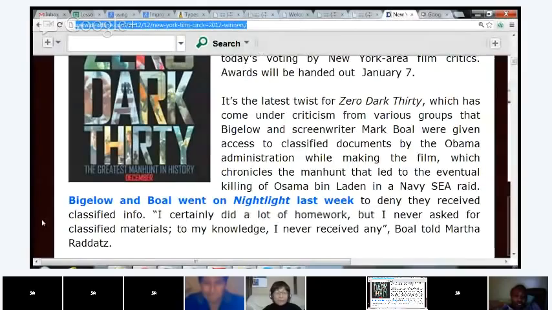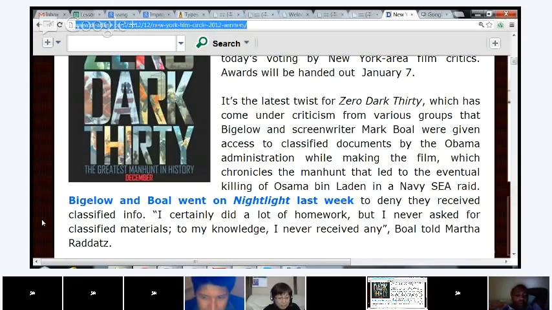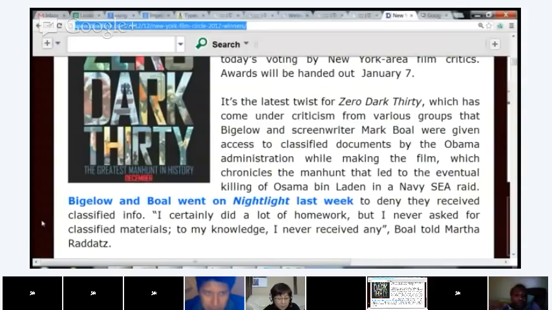It's the latest twist for Zero Dark Thirty, which has come under criticism from various groups that Bigelow and screenwriter Mark Boal were given access to classified documents by the Obama administration while making the film, which chronicles the manhunt that led to the eventual killing of Osama bin Laden in a Navy SEAL raid. Bigelow and Boal went on Nightline last week to deny they received classified info. I certainly did a lot of homework, but I never asked for classified materials. To my knowledge, I never received any, Boal told Martha Raddatz.